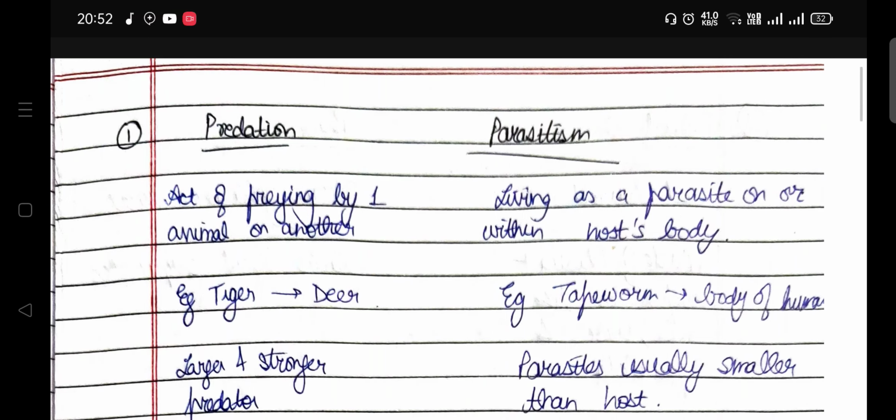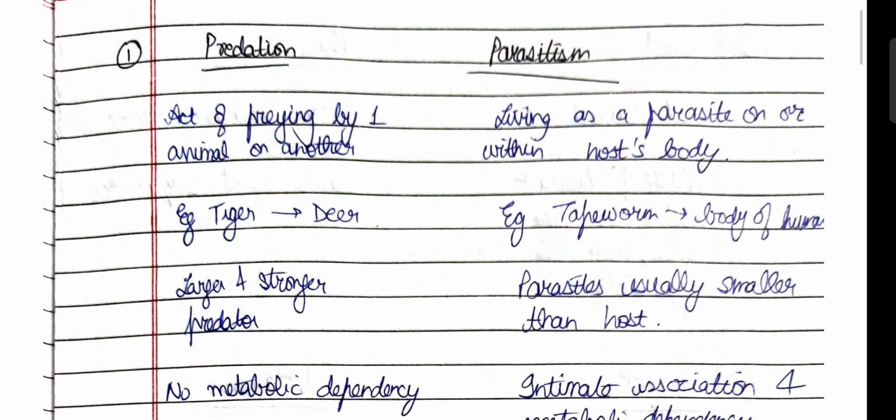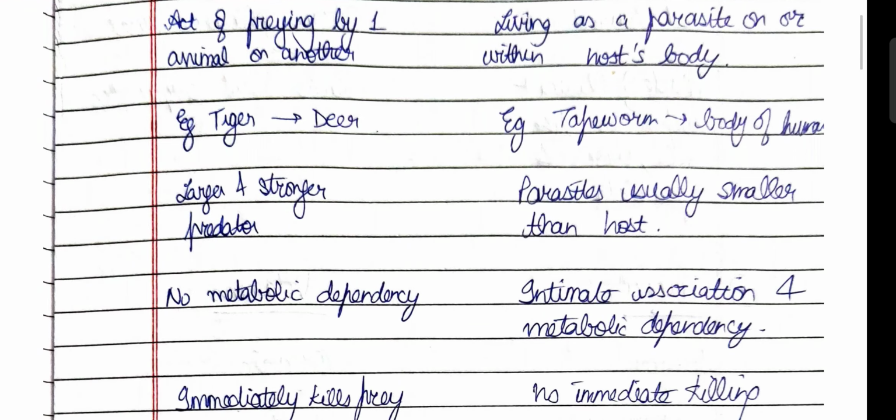So let's begin. First question is differentiate between predation and parasitism. Predation is when the prey is there and there is a predator. The predator is following the prey and eats it, so that is known as predation: the act of preying by one animal on another. Whereas parasitism is a case wherein a parasite lives on the host's body. It can either live inside the host's body, known as endoparasite, or it can live outside the host body, called ectoparasite.